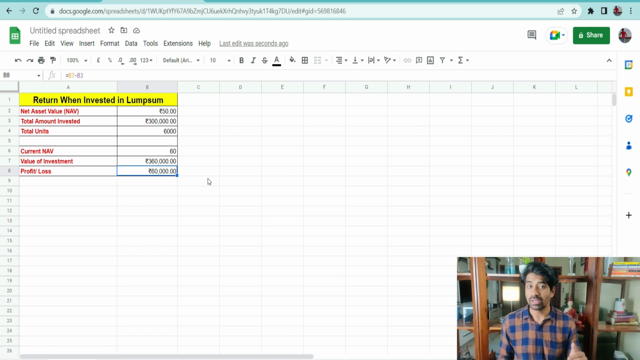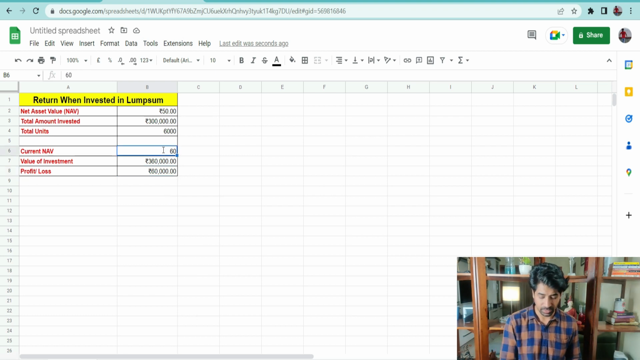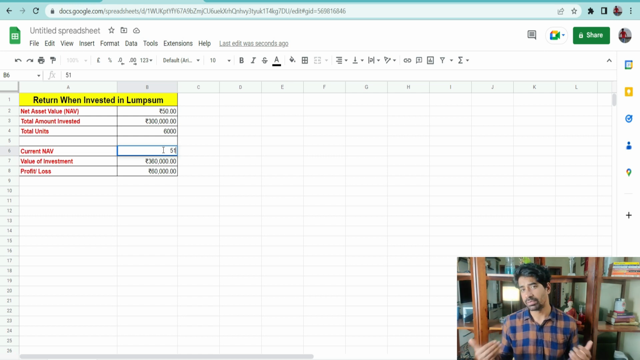So what we have done is take the current NAV and use it with the number of units which we bought when we took the mutual fund, and we have done the calculation. Let's suppose after 1 or 2 days the NAV of the mutual fund becomes 51. Suppose you have taken a mutual fund, and the next day the NAV becomes 51. So what will be your profit or loss? You are gaining 6,000 rupees.